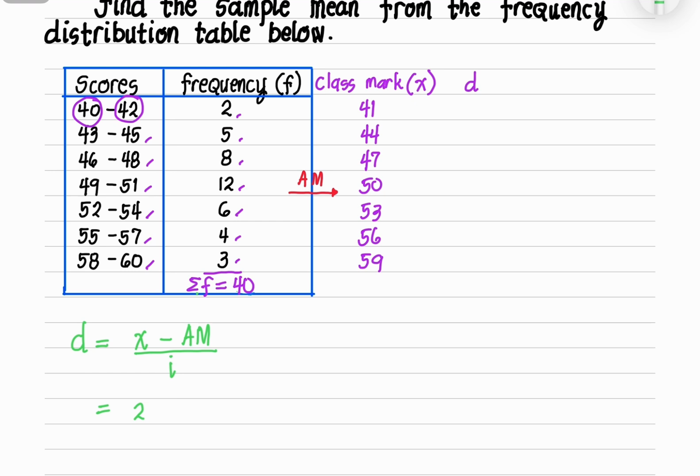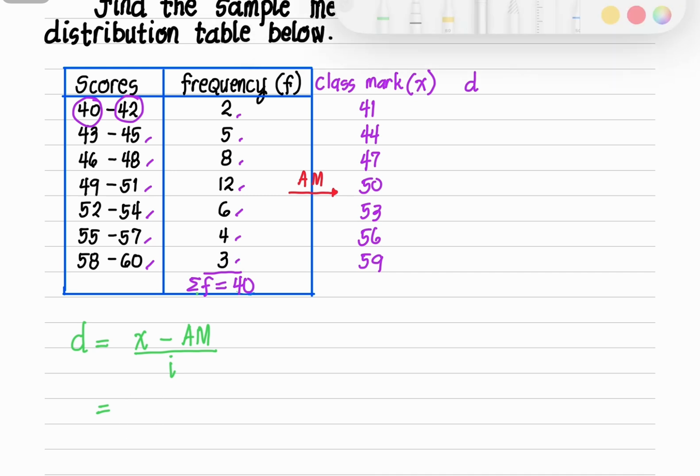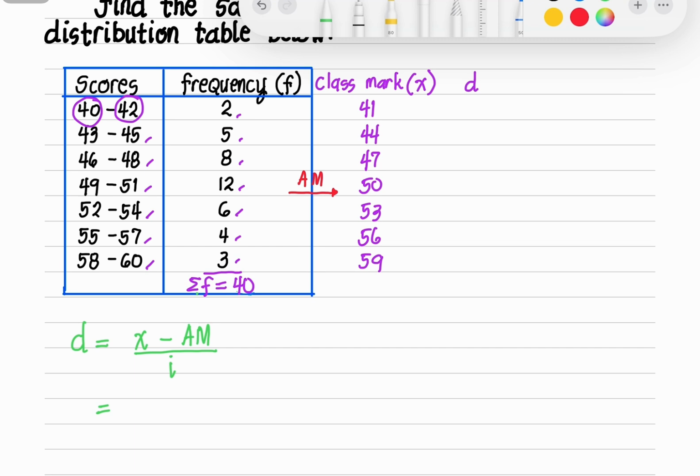So, yung x natin dito sa una, yung sa frequency natin, katapat na to ay 41. So, ito ay 41.